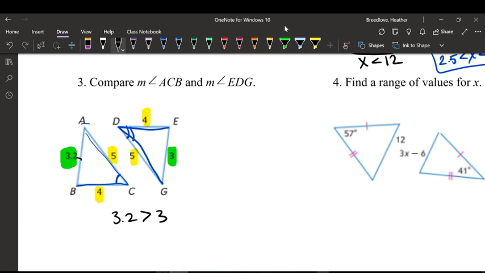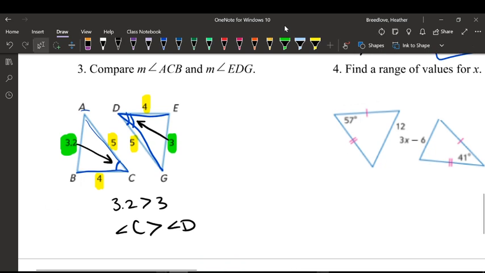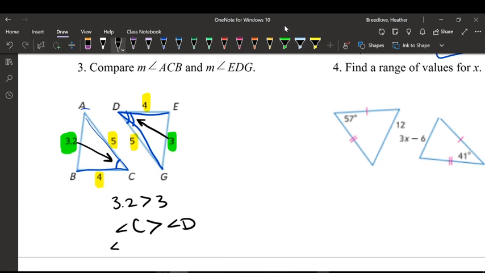So that means the angle across from 3.2, angle C, has to be greater than angle D, whatever's across from 3. Or if I use the 3-letter naming system, then I know angle ACB is greater than angle EDG.